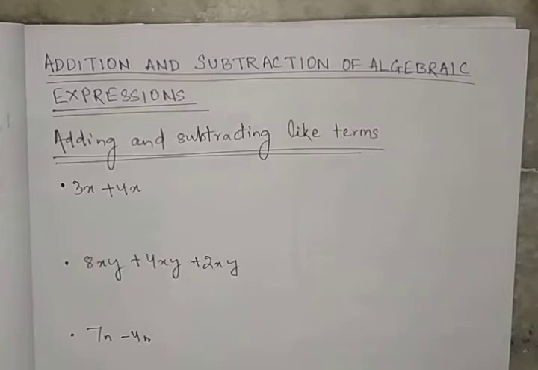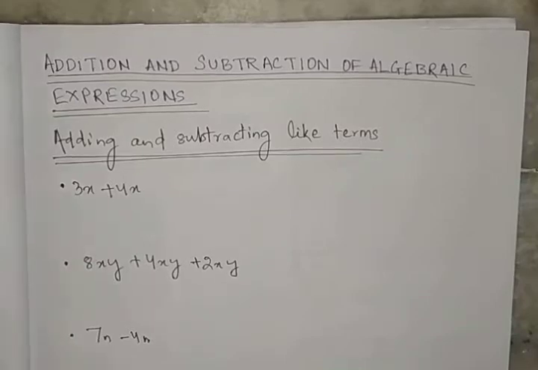And we also studied the coefficient of a term, how to find the factors of the terms of an expression. Then we studied like and unlike terms, and monomials, binomials, trinomials and polynomials. So today we will study addition and subtraction of algebraic expressions.